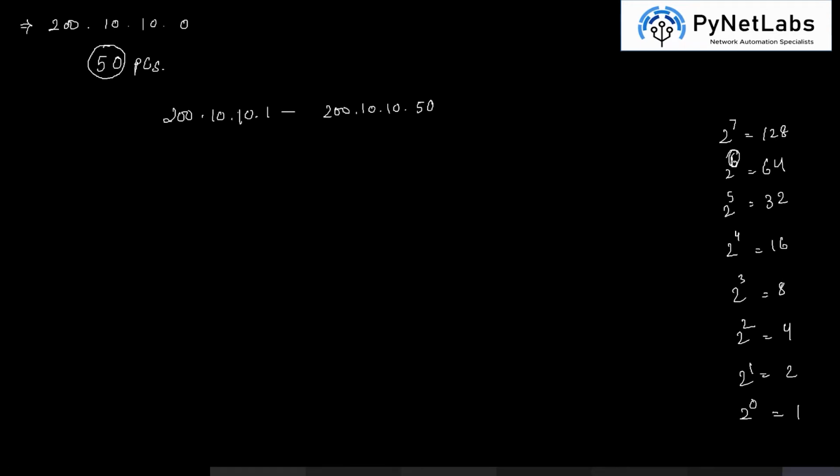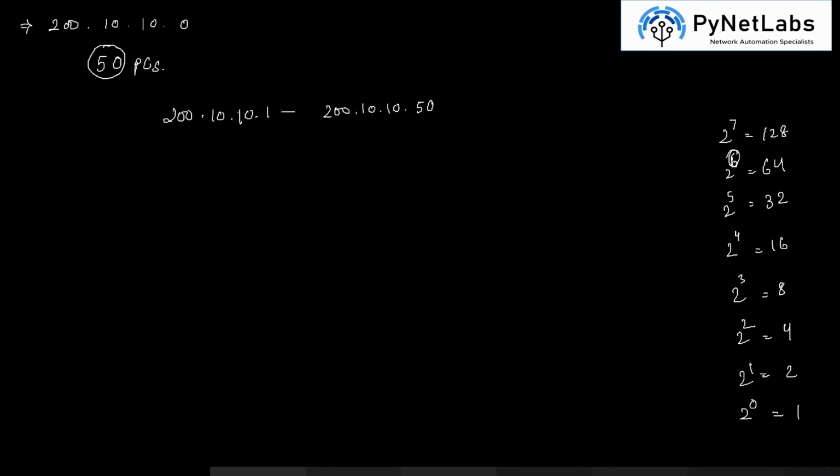So yes, the question is why not 32? Why not 32? Because we have to assign IP addresses to at least 50 PCs. So it has to be greater than 50. If we take 32, then only 32 PCs will have IP, and after that, the rest of the 18 PCs won't have an IP address. So we have to always look at the greater one.